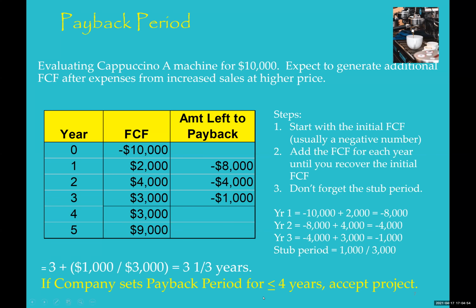Now, each company sets a payback period if they're using this method. If you set for this company a payback period of 4 years or less, that means that you would accept any project that has a payback period of 4 years or less. This project, purchasing Cappuccino A machine, has a payback period of 3 1/3 years. So therefore, you would accept this project, which means you would purchase the cappuccino machine because it pays back, or in other words, breaks even in 4 years or less.